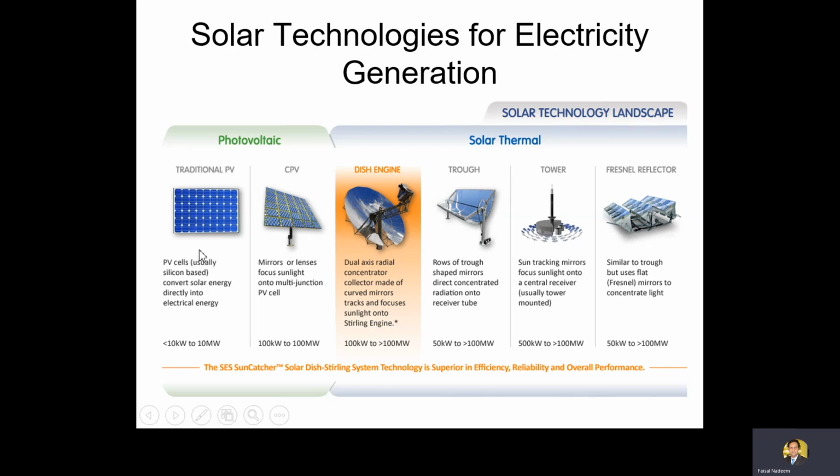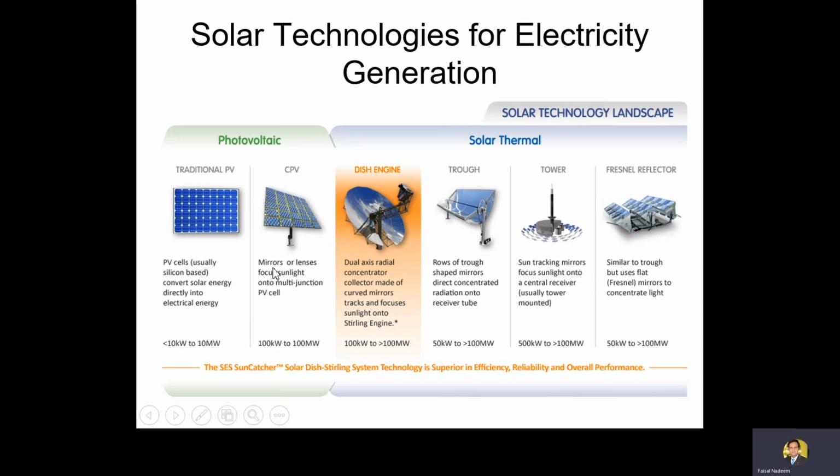Now if we see the traditional PV technologies, in which PV cells are usually silicon based, they convert solar energy directly into electrical energy. This is the explanation for this type of technology, and it ranges from less than 10 kilowatt to 10 megawatt. Then we have concentrated photovoltaic, in which mirrors or lenses focus sunlight onto a multi-junction PV cell. I will explain this to you in the lectures ahead, so you will get a comprehensive understanding.